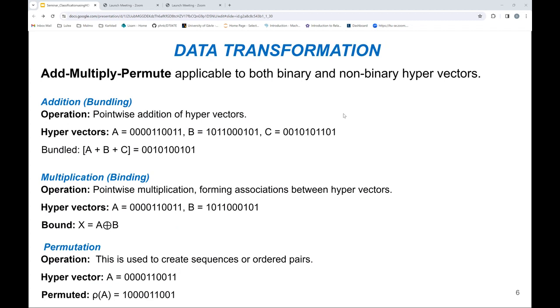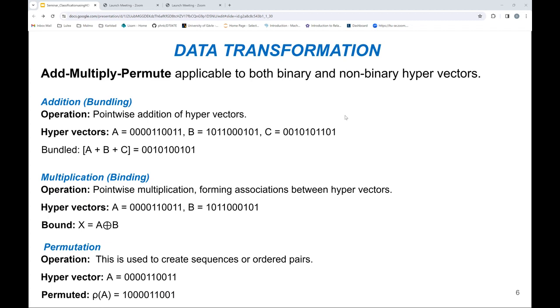Basically, hypervectors use addition, multiplication, and permutation operations on both binary and non-binary hypervectors to do data transformation. Usually, if we take input hypervectors like x1, x2, xn, and when we do pointwise addition on them, we get a resultant hypervector z, which is similar to the hypervectors x1, x2, x3, etc. And this operation is usually called the bundling operation.